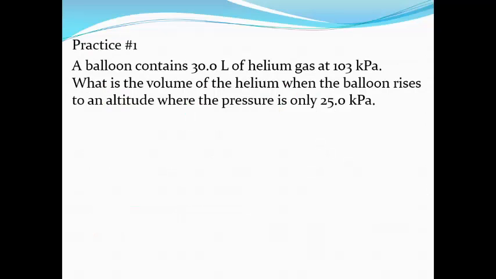In this case, we have a balloon that has 30.0 liters of helium gas, and we know that the pressure is 103 kilopascals. So liters is a measure of volume, kilopascals is a measure of pressure. Another pressure unit you may see would also be atmospheres, but kilopascals is really common. So we know the volume, 30 liters, and 103 kilopascals for the pressure. And then we want to know what the volume of the helium balloon is when the pressure reduces to 25.0. So we know that our pressure starting at 103 is coming down to 25.